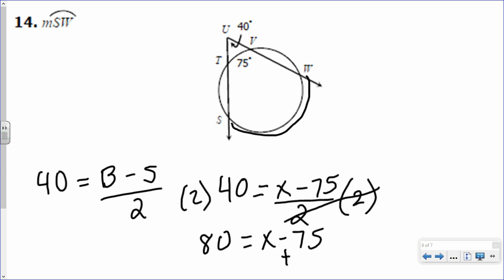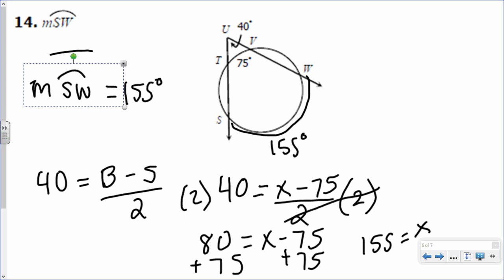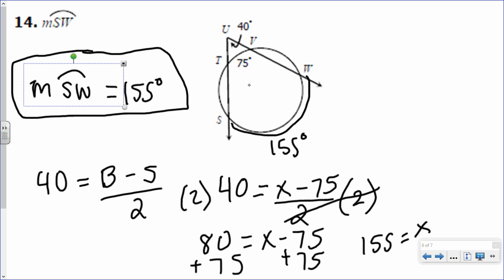Then we're going to add 75 to both sides. And we end up with 155 is equal to x. And so x is SW, so we know this is 155 degrees. So the measure of arc SW is equal to 155 degrees. So now we can work backwards. If we know the exterior angle and we know one of the arcs, we can find the other arc.